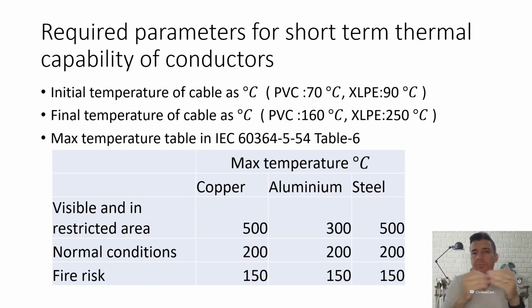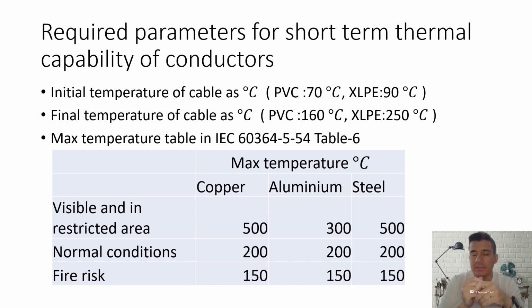And what are the required parameters for short-term thermal capability of conductors? Firstly, we need to know the initial temperature of the cable. For a PVC cable, it is generally 70 degrees. And if we are using cross-linked polyethylene cables like XLPE, then you can select the initial temperature as 90 degrees. The final temperature for PVC cable is 160, and for XLPE 250 degrees. So you can use all these values for low voltage or medium voltage power cable calculations.